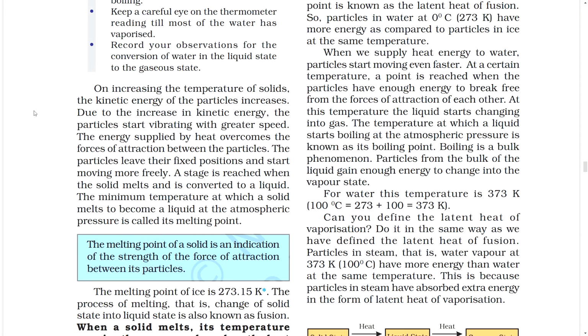On increasing the temperature of solids, the kinetic energy of the particles increases. Due to the increase in kinetic energy, the particles start vibrating with greater speed. The energy supplied by heat overcomes the forces of attraction.